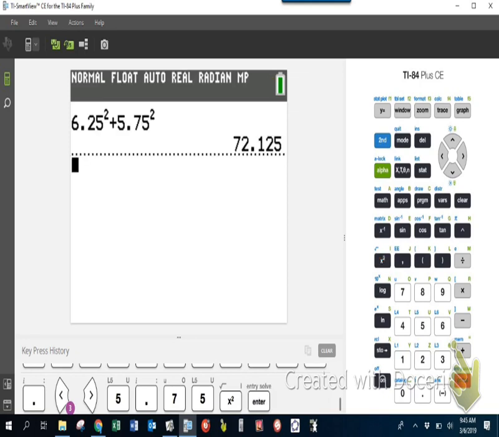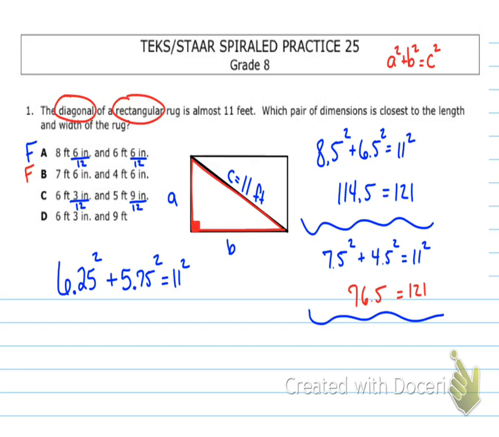And is that equal to 121? And the answer would be no. So I get 72.125, I believe. Is that equal to 121? No, so the answer is false. And then, all my hope is on the last one now, so let's go check the last one.